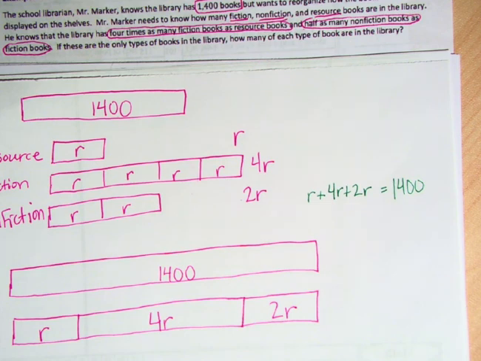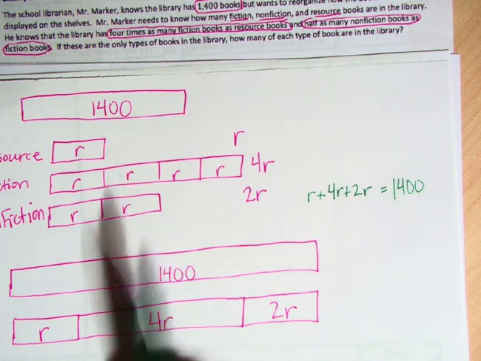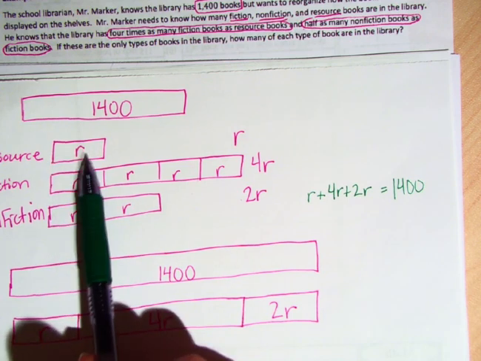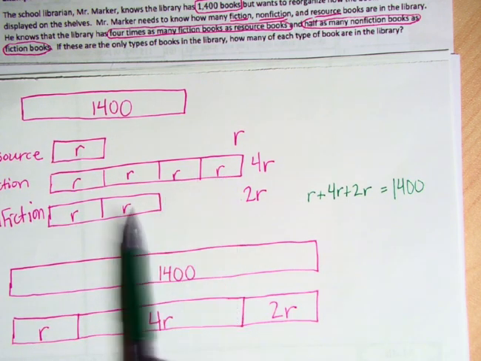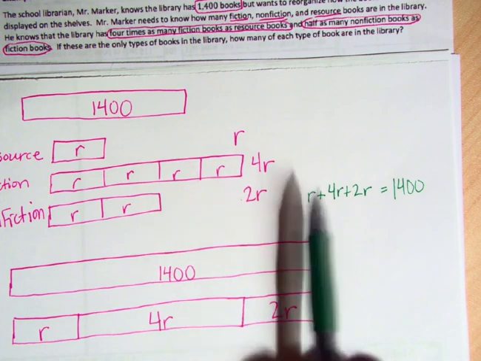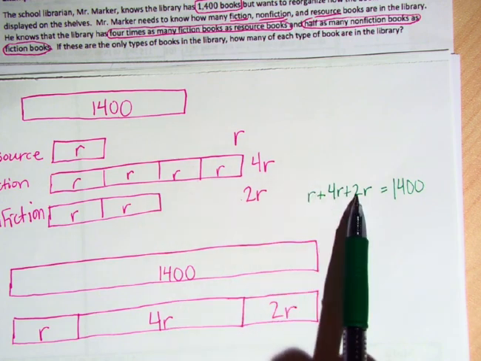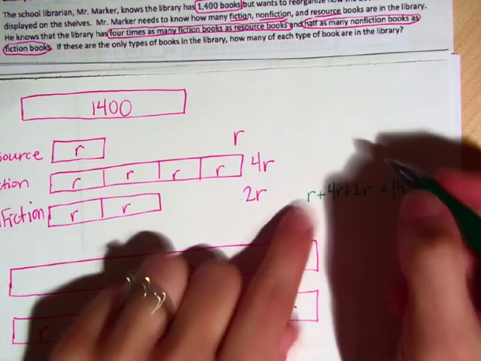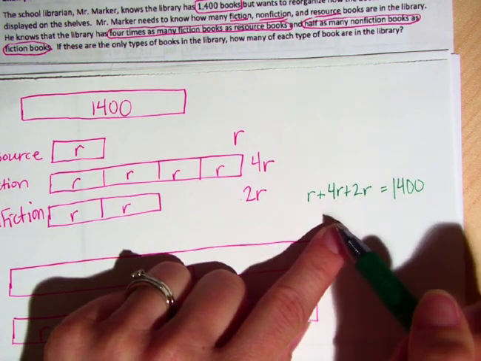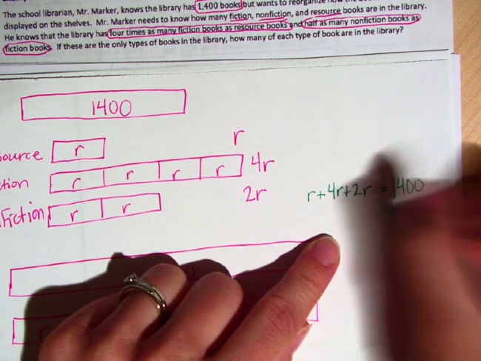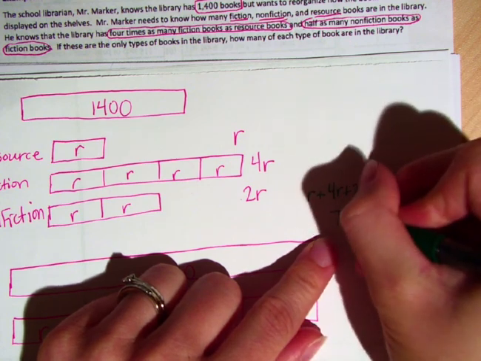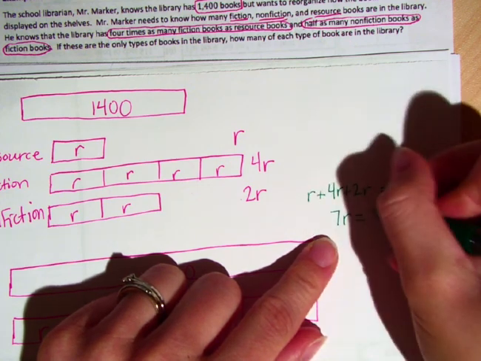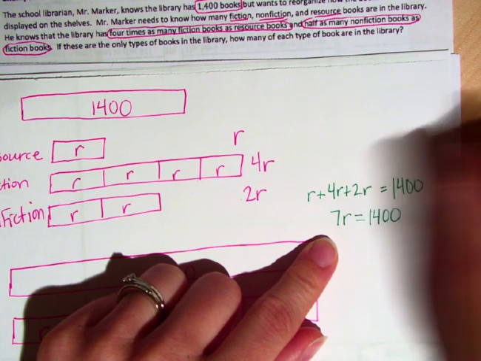Now, that looks really complex. But really, if we count the Rs, there's 1, 2, 3, 4, 5, 6, 7 Rs. So we could just simplify. We're combining like terms. All the terms that have an R can go together because they're all Rs. So we have 7R equals 1,400 books.